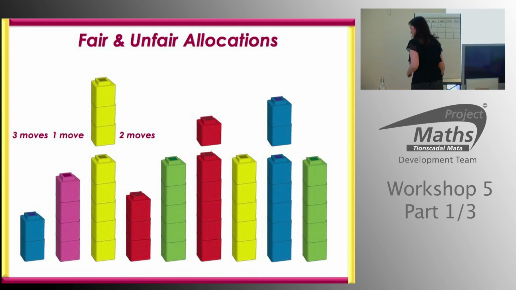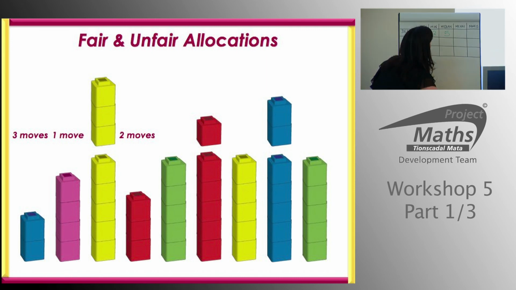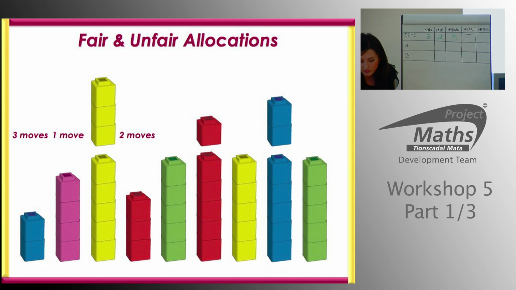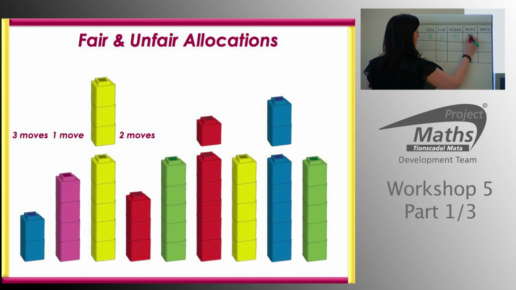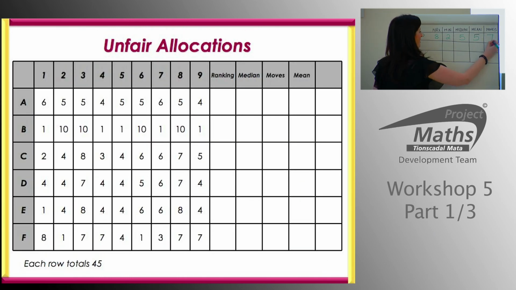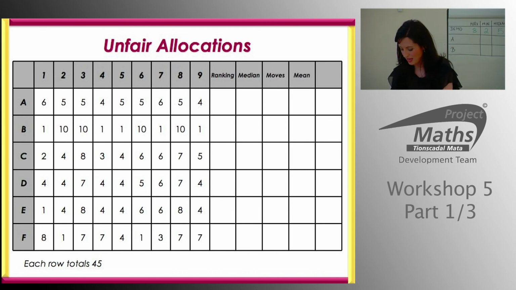So let's write that up. So my mean is 5. Oh, I'll use a green one. My mean is 5. And how many moves was it? 7. Perfect. Okay. So keep that in mind now.